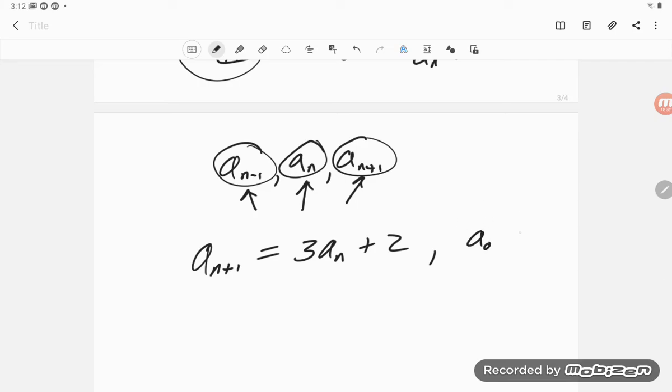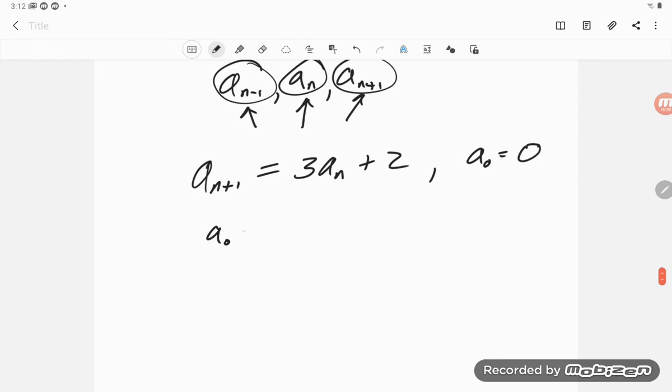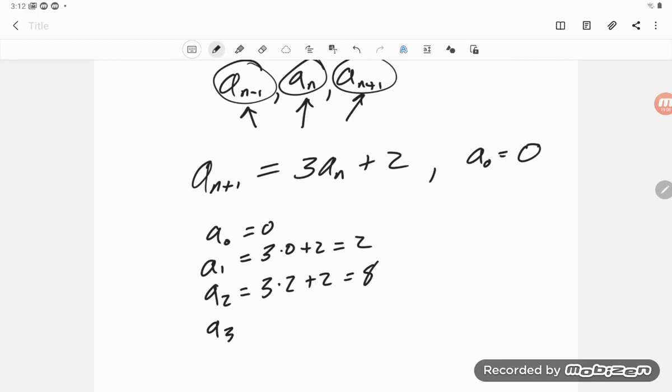So if I told you a sub 0 was equal to 0, right, then I could build the rest of this thing. So I've got a sub 0 equals 0. A sub 1 is equal to 3 times 0 plus 2, or 2. A sub 2 is 3 times 2 plus 2, which is 8. A sub 3 is 3 times 8 plus 2, which is 26, and so on.